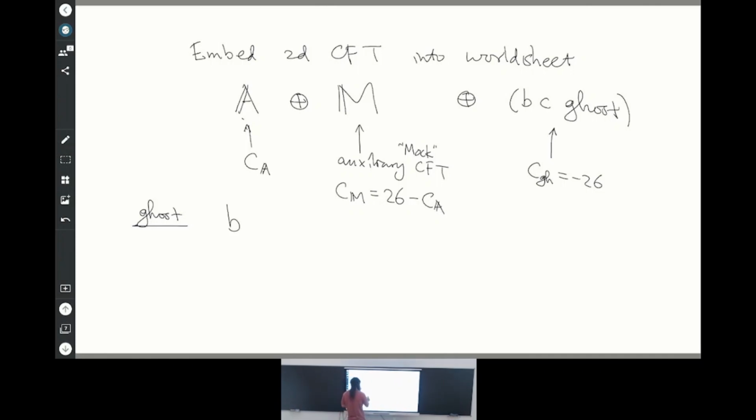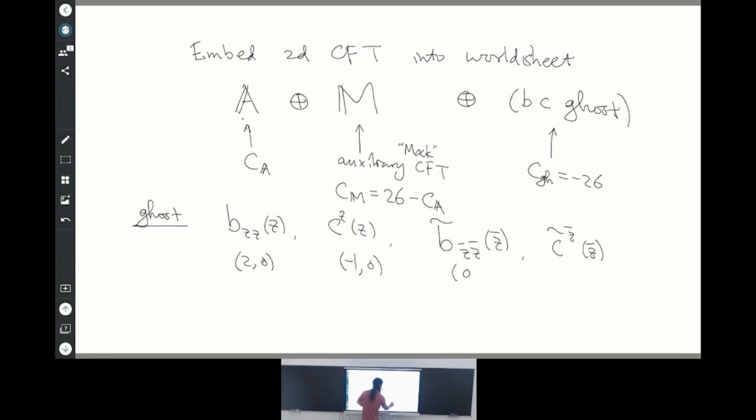It has the following primary fields with respect to this c equals minus 26 Virasoro algebra, which I'll denote by b_zz(z), c^z(z), where these indices indicate the rank of the tensor. So this b, for example, transforms in the same way as the stress energy tensor T_zz with respect to the global conformal symmetry. And this c transforms as a vector with weight -1 because it has an upper z index. And then there are these anti-holomorphic fields, b tilde_z̄z̄(z̄) and c tilde^z̄(z̄). As the notation would suggest, these are supposed to be primaries of weight (2,0), this is weight (-1,0), this is weight (0,2), and (0,-1). These are the weights.